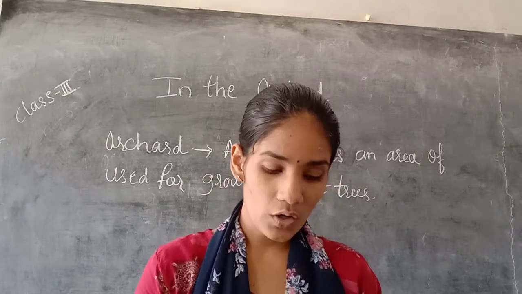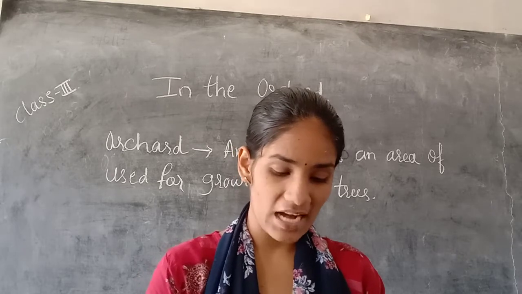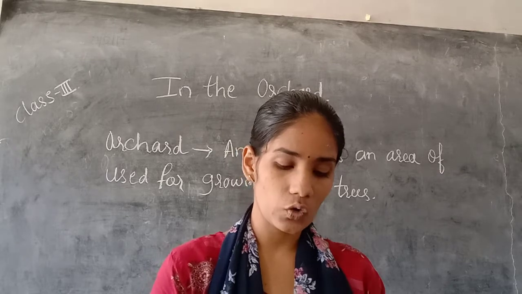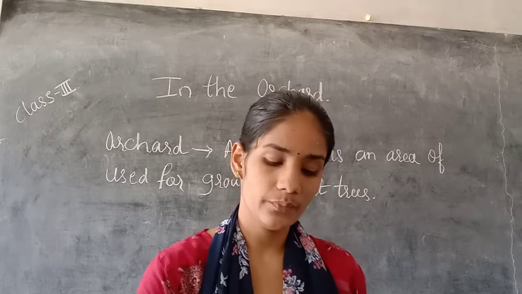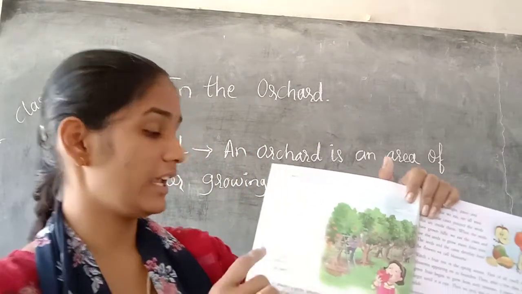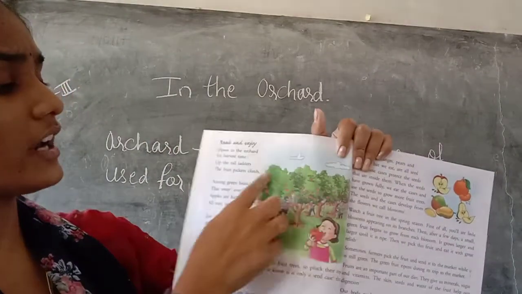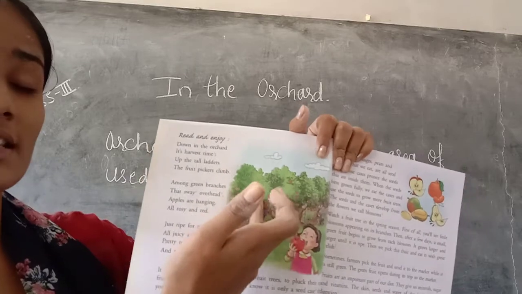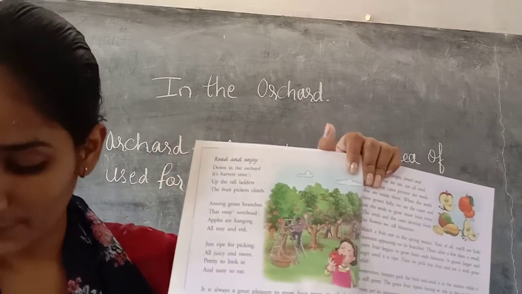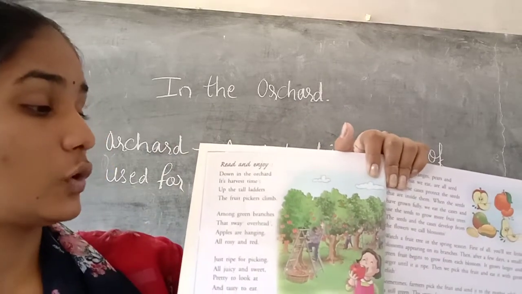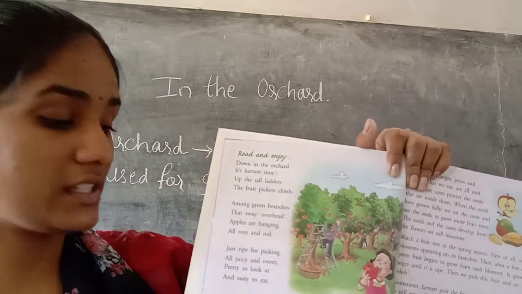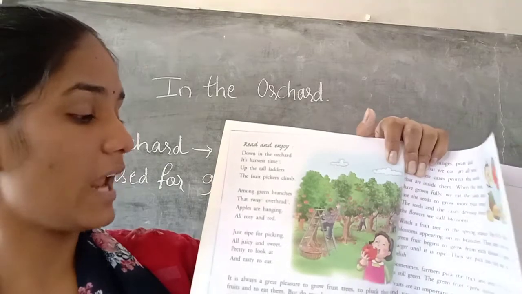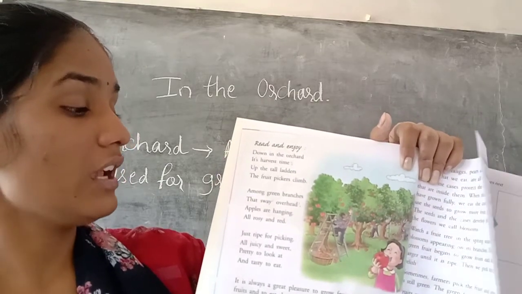So see here: among green branches that sway overhead, apples are hanging all rosy and red. Here they are telling us to look at these trees, how they are looking. What is the color of those trees? Yes, green. So the branches of the trees are green, green branches that sway overhead.